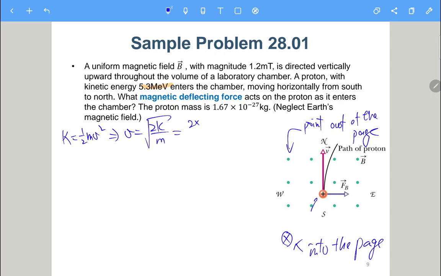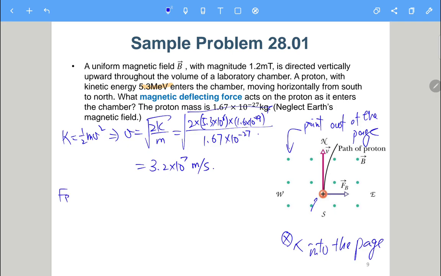So this is 2 times 5.3 times 10 to the 6th power. This is in MeV, not joules, so we need to multiply it by 1.6 times 10 to the minus 19 to convert it to joules, all over 1.67 times 10 to the minus 27. Then take the square root of the whole term. So v is 3.2 times 10 to the 7 meters per second. Okay, so we know the velocity.